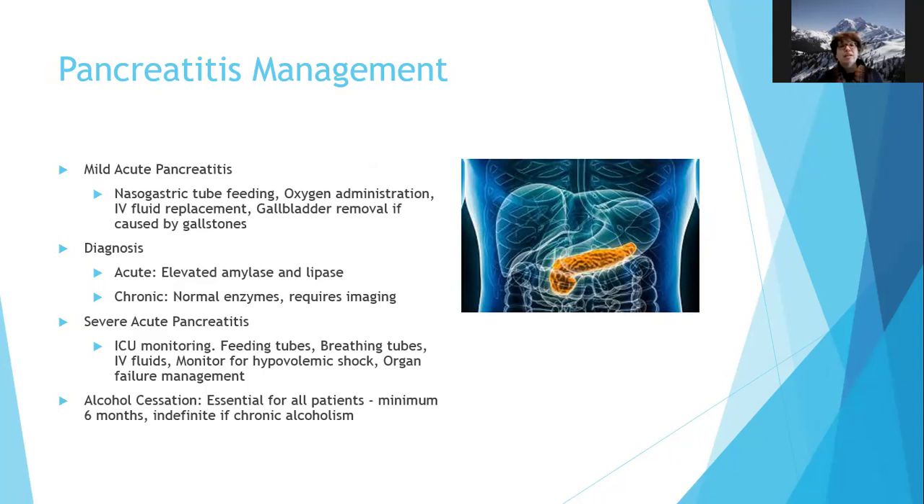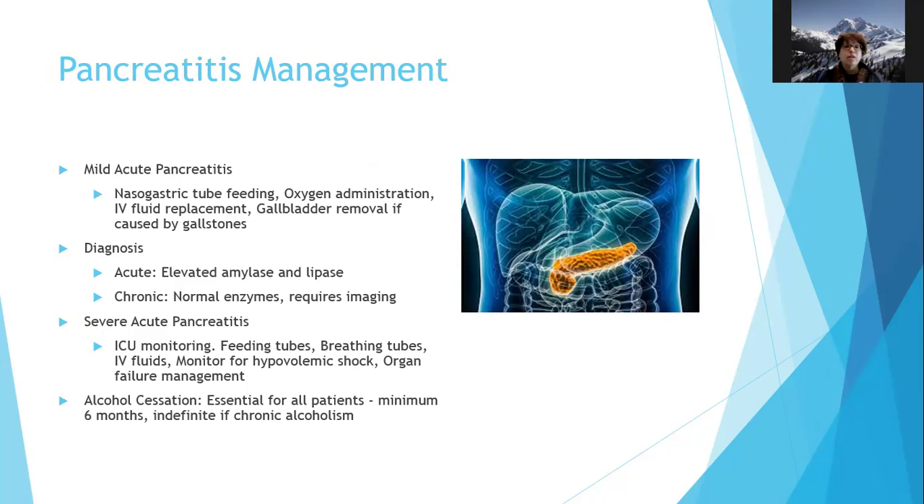To diagnose that someone has acute or chronic pancreatitis, for acute, they'll see elevated enzymes. So amylase is a pancreatic enzyme that dissolves starches, basically, and lipase is a pancreatic enzyme which dissolves fats.